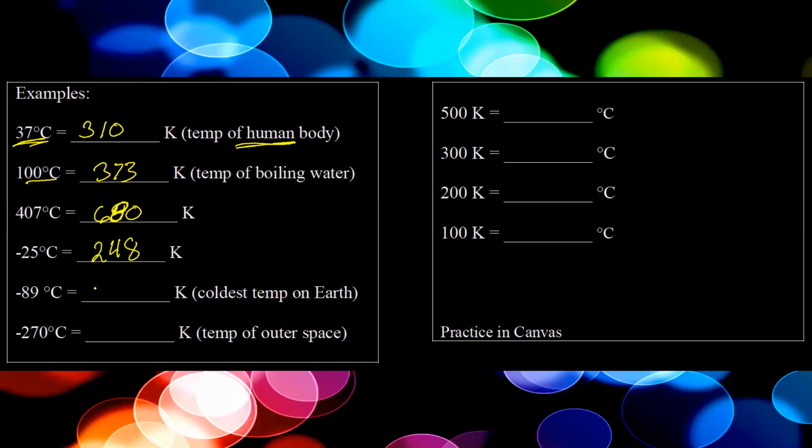How about a negative 89 degrees Celsius, which was that temperature in Antarctica the video talked about? What would that be? 184? Yeah, I'm going to go with 184. That sounds about right. And then let's say you go to outer space.